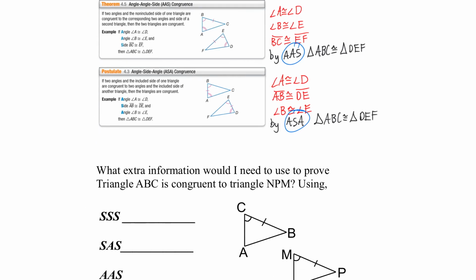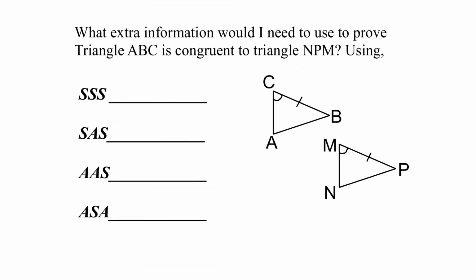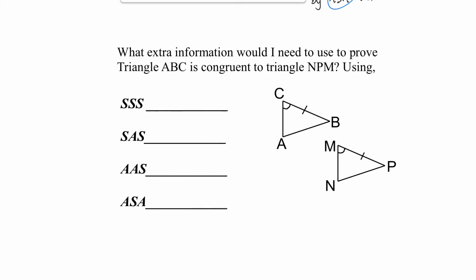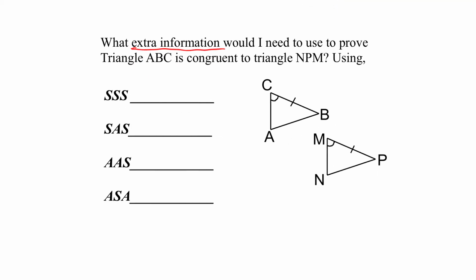Alrighty. So let's drop down here. There's already some stuff marked, but I want to know what extra information is needed to prove they're congruent by the given method. There are already two things I know about these two triangles. So what's already marked for us? Be specific. What's marked congruent right now? Angle C, angle M. Good. So angle C is congruent to angle M, and what else? CB is congruent to MP.